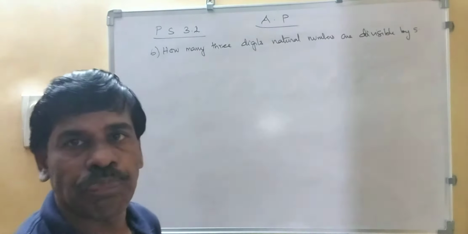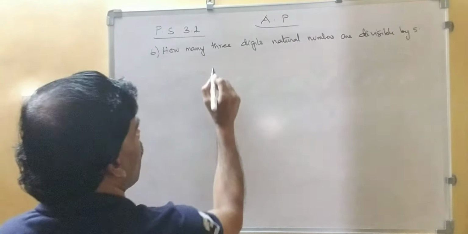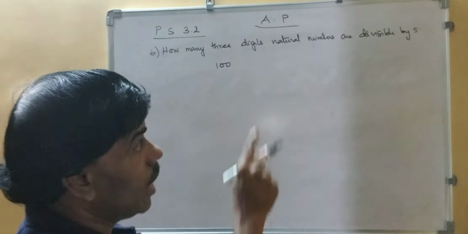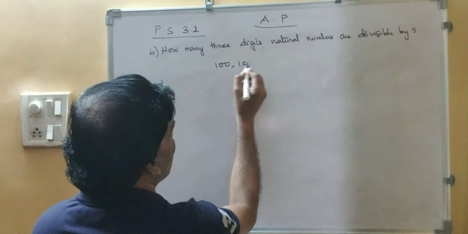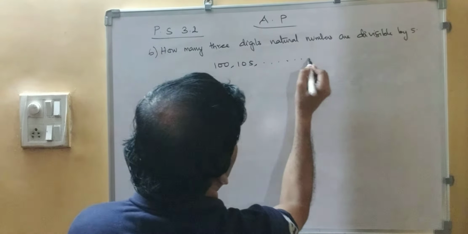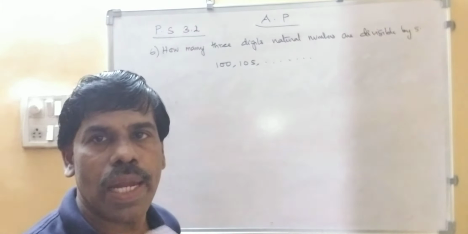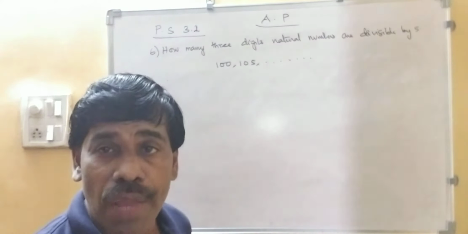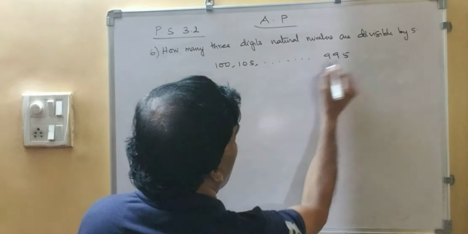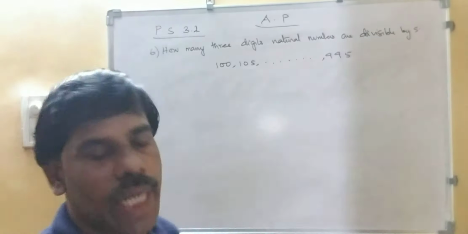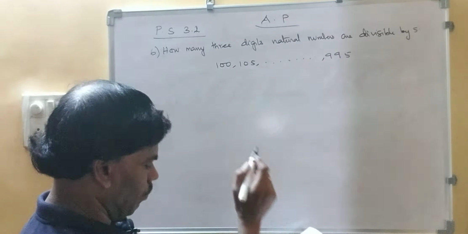Okay, you tell me. What is the first, smallest 3-digit number? 100. Is it divisible by 5? Yes, because the last digit is 0. Next one, 105. So like that, if you go, what will be the largest 3-digit number? 999. But that is not divisible by 5. So what is that? 995 will be the last 3-digit number which is divisible by 5 here.